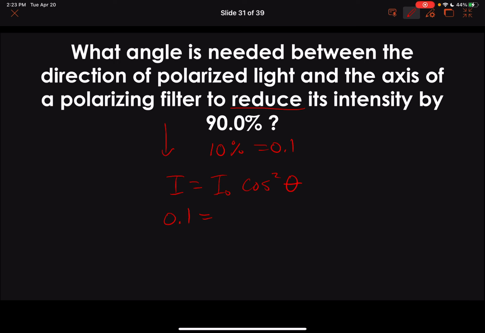To undo this, again, this cosine squared is the same thing as writing cosine theta, squared, if you haven't seen it before. And so we want to get rid of the square first. We want to take the square root of both sides to start off with. So the square root of 0.1 gives us 0.316, which is equal to cosine theta. And we can do the inverse cosine of both sides, and we get that theta is equal to 71.57 degrees.